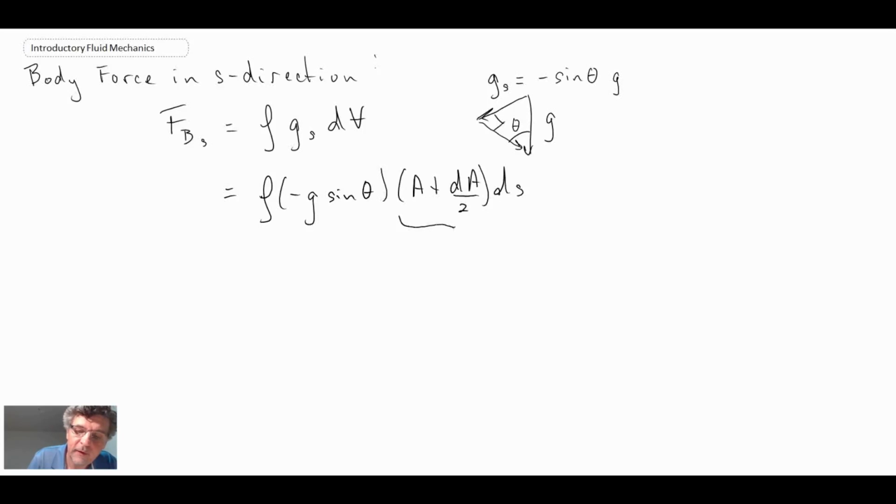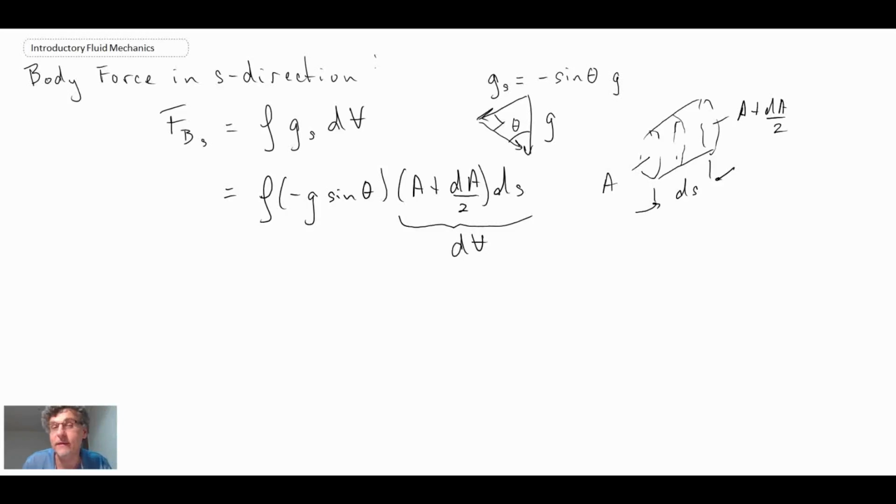And this here is a representation for the volume. We have our little chunk of fluid, and remember we're assuming that maybe it's getting larger, so we have A plus dA divided by 2, and then the length of this differential element is ds. So what I'm doing is taking the average area at the middle and assuming that that's a cylinder, and then getting the volume. So that gives us one part of the body force, but there's another trig relationship that we can use, and that enables us to do a little bit of a simplification of ds and sine theta.